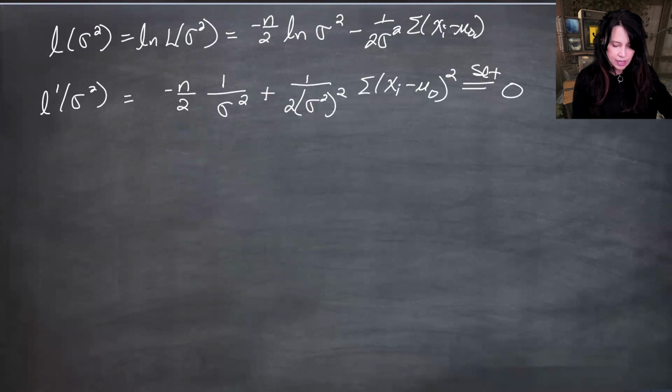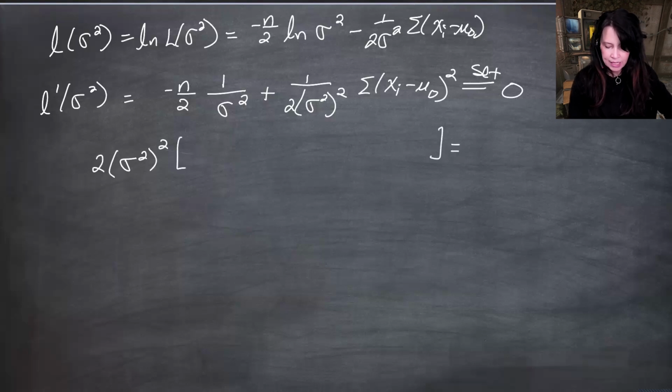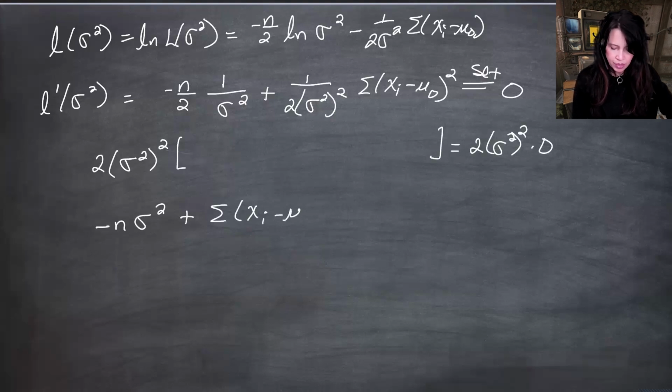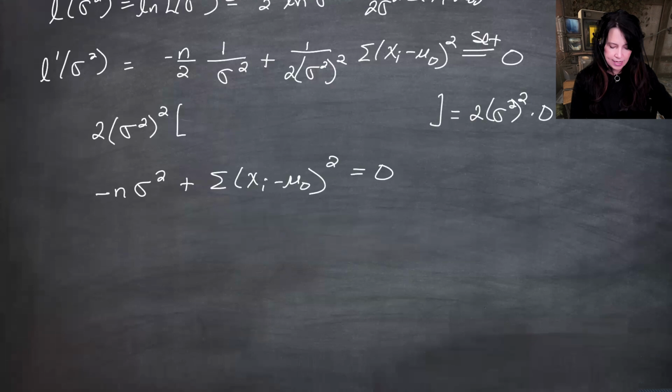Okay, so to solve this, I am going to take the larger denominator and multiply both sides by that. On the right side, we'll still get 0. On the left side, we'll get minus n sigma squared plus the sum of the xi minus mu naught squared. And finally, you solve for sigma squared and you throw a hat on it. And you make things capital.